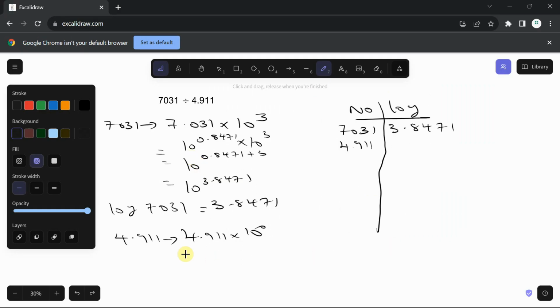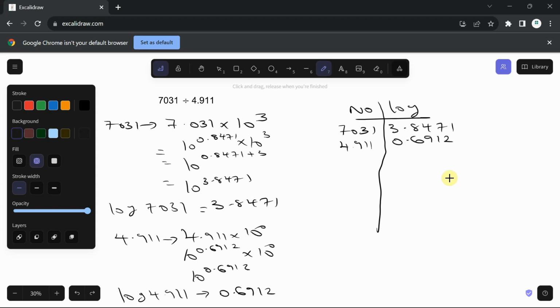So that is 10 raised to the power of 0.6912 times 10 raised to the power of 0. So this is like 10 raised to the power of 0.6912. So we can now see that the log of 4.911 is 0.6912. So I'll bring it here and say 0.6912. Great. Now, if you look at it, what is joining both of them is division. We said that if it's division, you subtract.